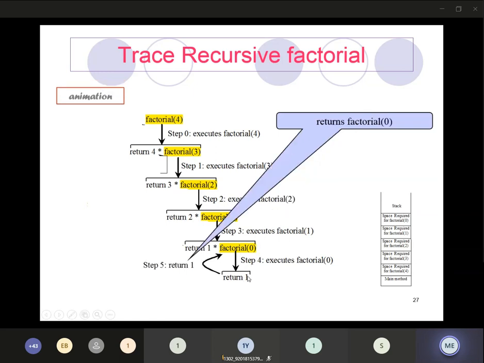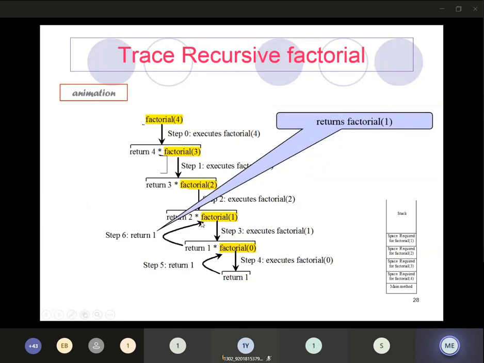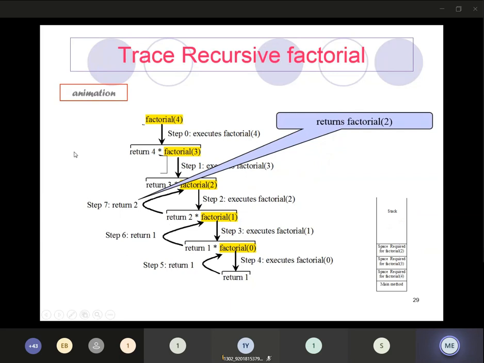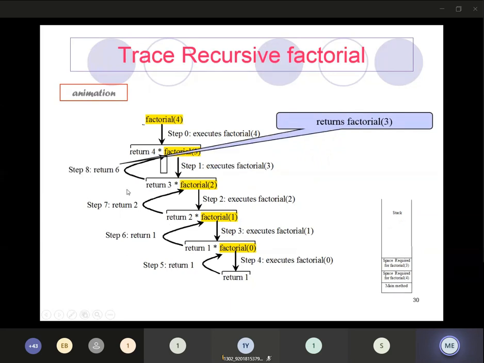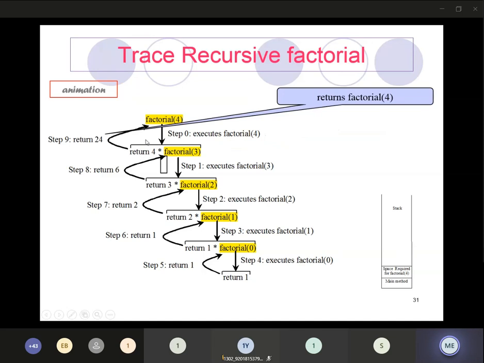So after that, return back 1 by 1, it will be 1. Return back 1 by 2, it will be 2. Return back 2 by 3, it will be 6. Return back 6 by 4, it will be 24. And this will be the factorial. Tamam? Do I have to know how to write this technique? Yes. Always they give something like this in the final exam: how to trace recursive factorial.